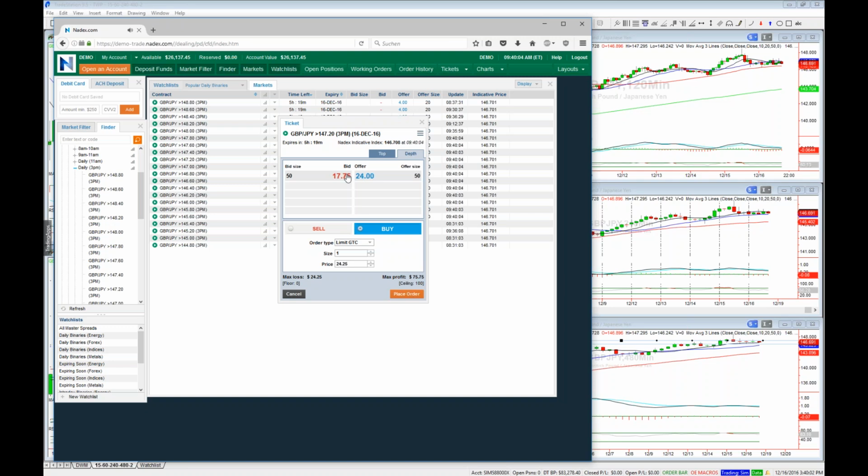Very important first point to note here: yes, you can definitely do that. You can definitely trade in and out of your position easily. You don't have to hold your position until expiry.